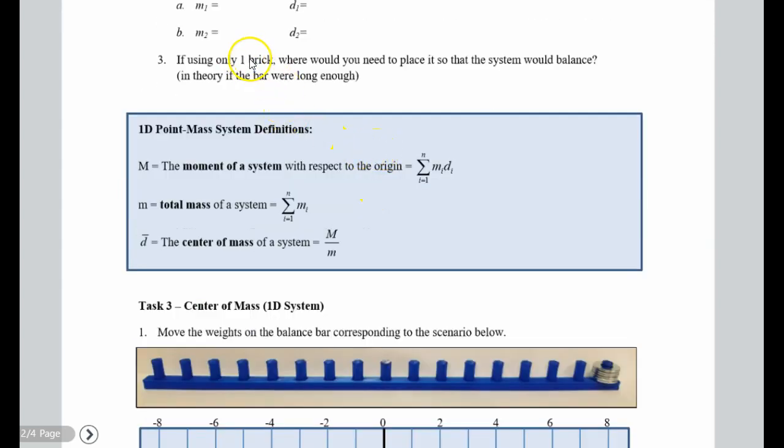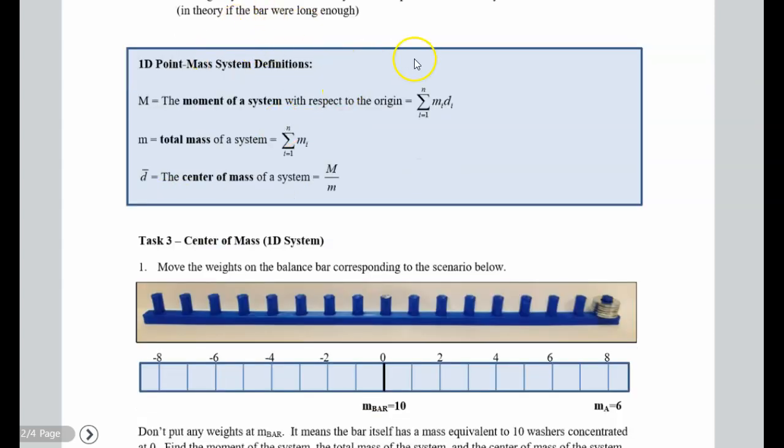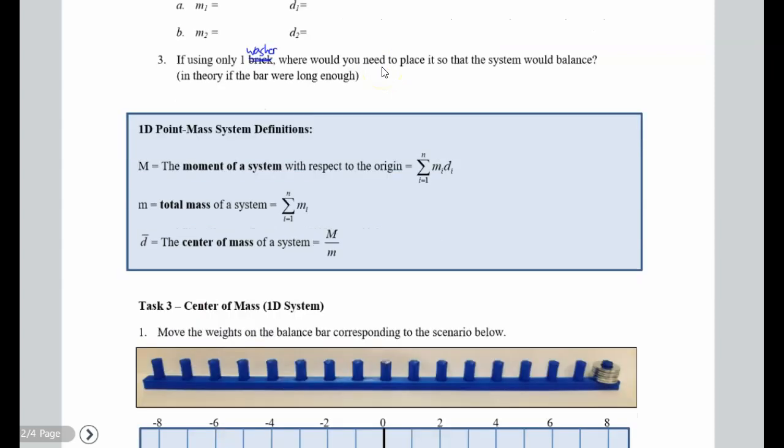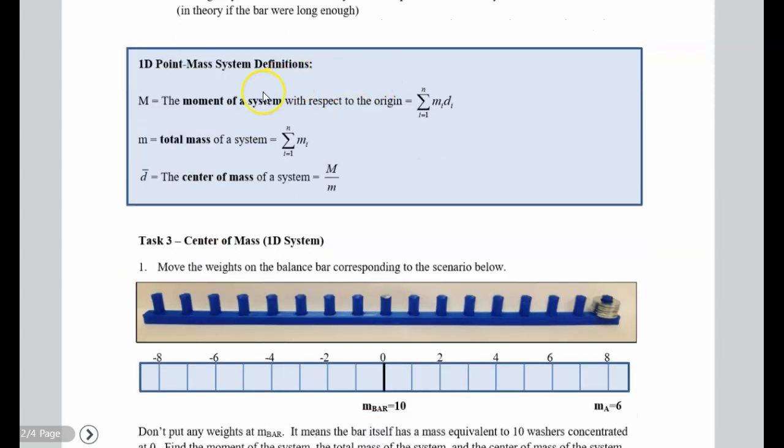And if using only one, this should say not brick, washer. I'll correct that probably in the version you're getting. We're not stacking bricks. Where would you need to place it? So this one I think runs off the bar, so in theory if the bar were long enough, where would you put it? You're only using one. After you complete that, go ahead and check. You can check your 2 ways just by putting some washers on there, confirming those do balance.